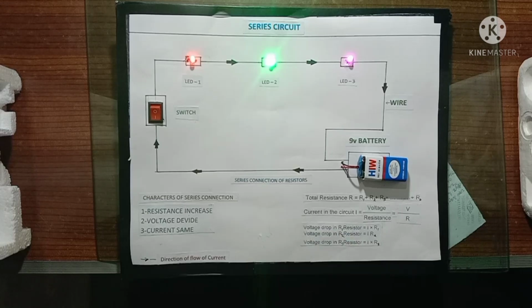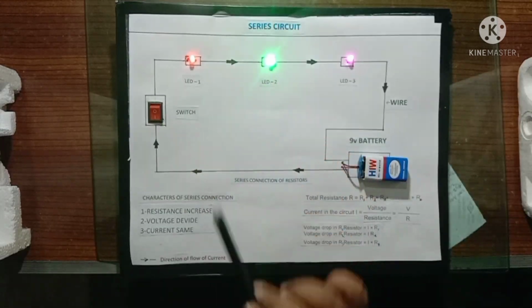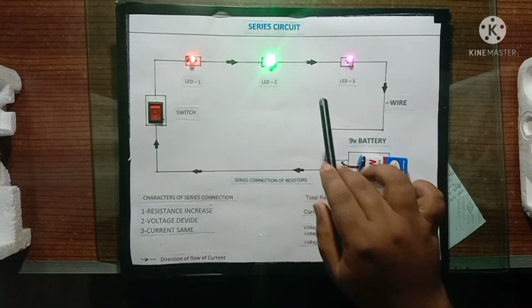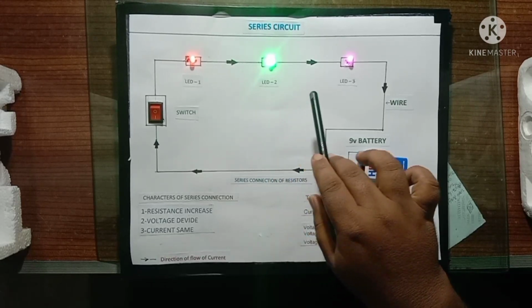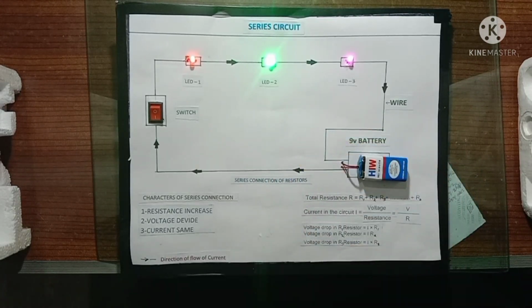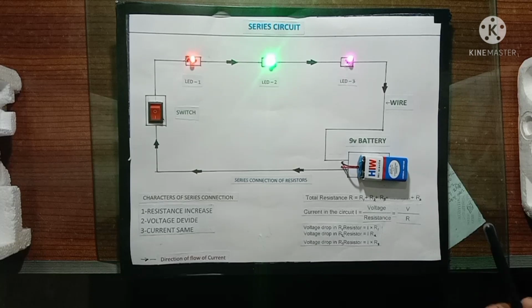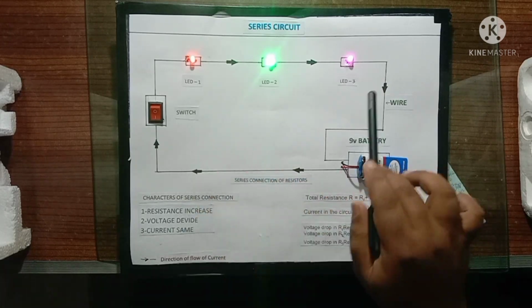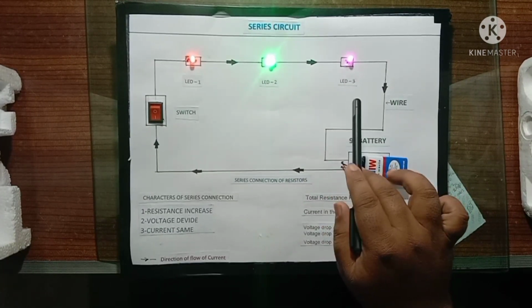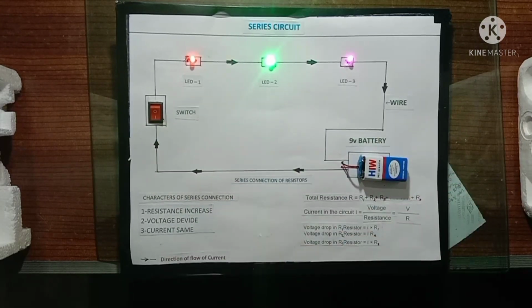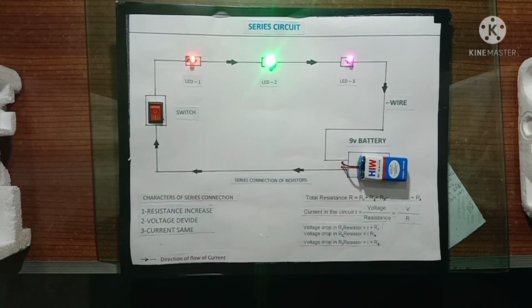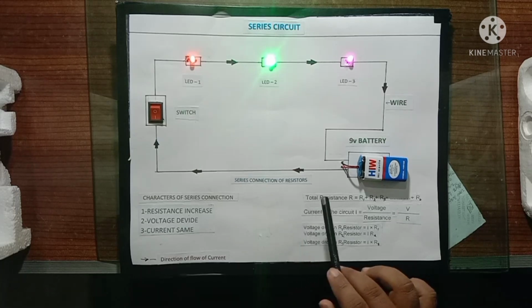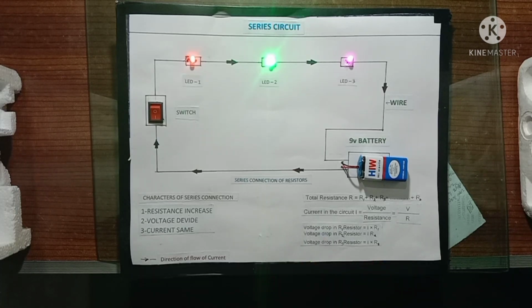Series connection means the end of the first resistor is connected to the beginning of the second resistor, and the end of the second resistor is connected to the beginning of the third resistor, and so on. This type of connection is known as series connection of resistors. Here voltage is divided in each, and current remains the same in the circuit. This is called series connection of resistors.